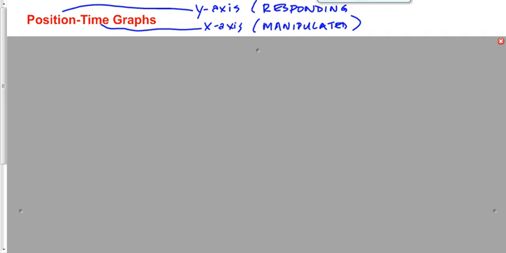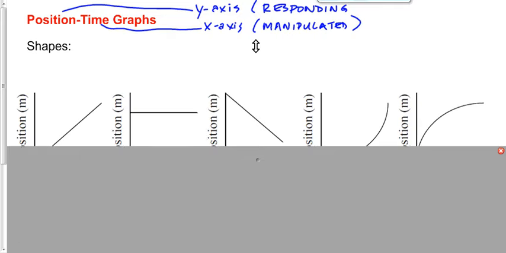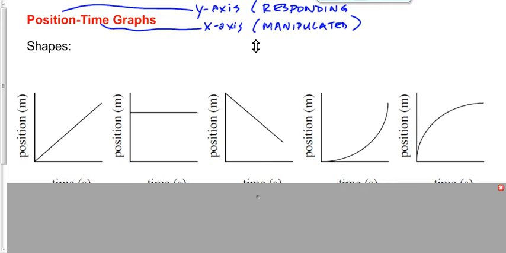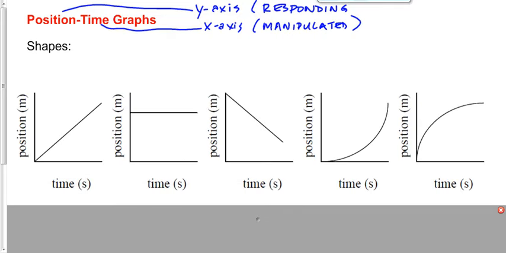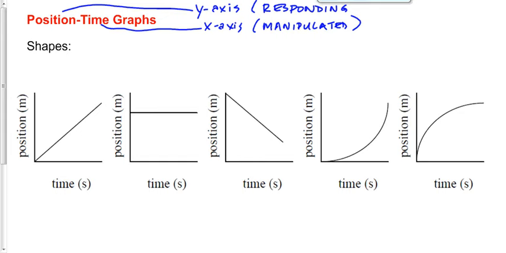I want to go through some shapes of graphs with you first, and then we'll go through some number crunching for those graphs. 5 different shapes of position time graphs. In all 5 of these cases, time would be our manipulated variable and position would be a responding variable. That seems a little bit kind of weird sometimes. Time is your manipulated variable. We don't change the time, do we?